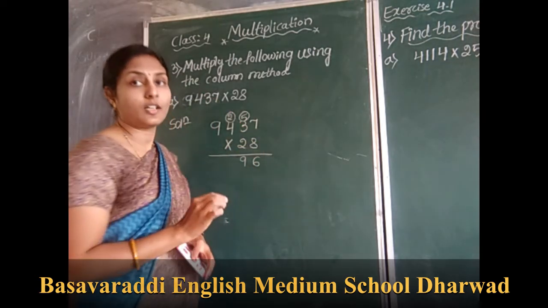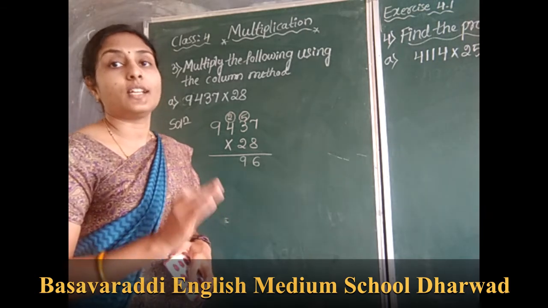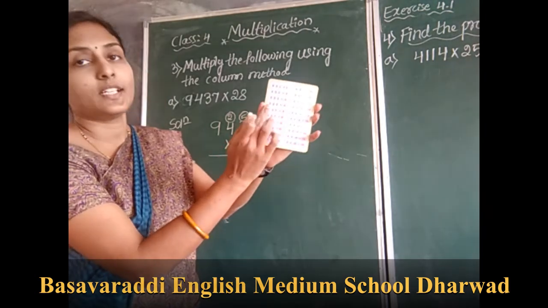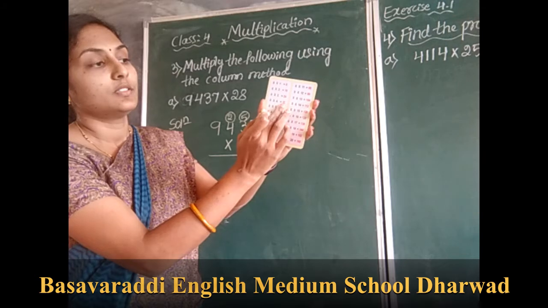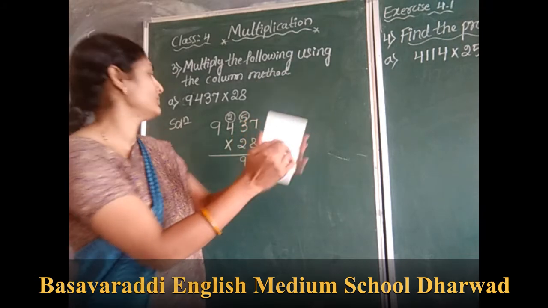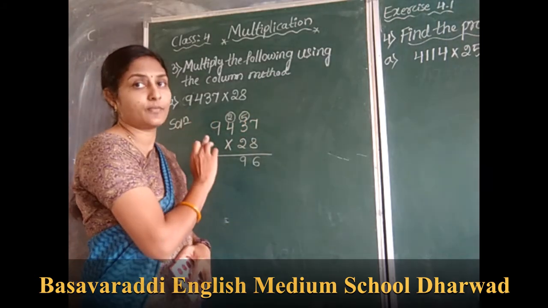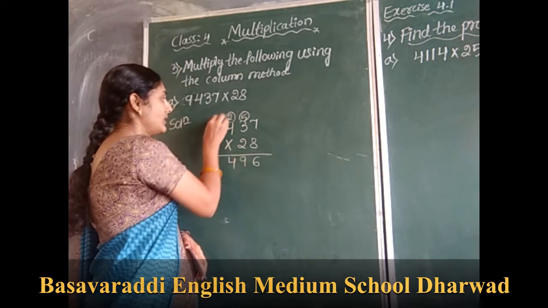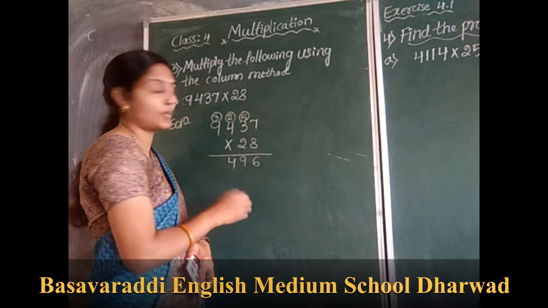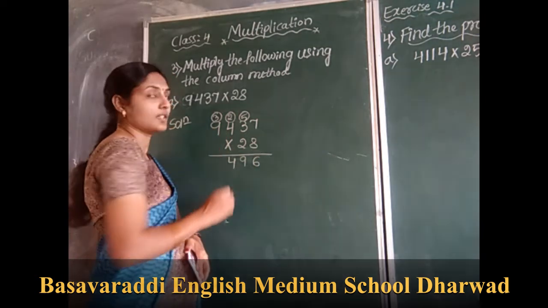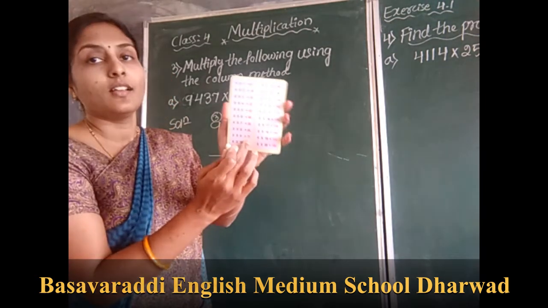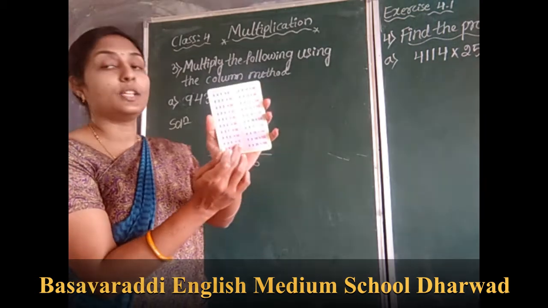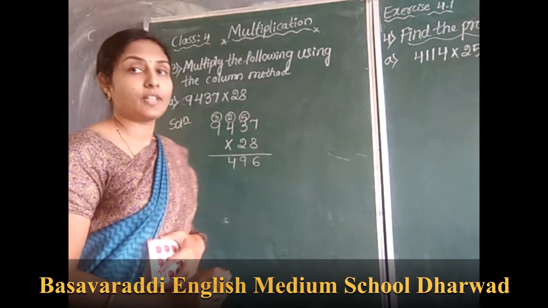Next, do the hundreds place there. That means 8 fours are. That means 8 is multiplied 4 times. The product is 32. The 32 plus 2 is 34. So write the 4 here, 3 carry over to the thousands place. Next, 8 nines are 72. So 72 plus 3 is 75.